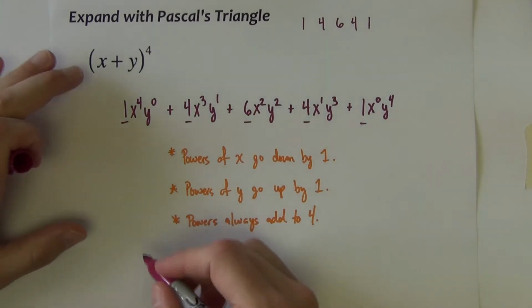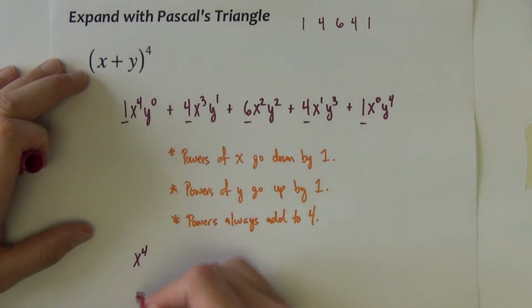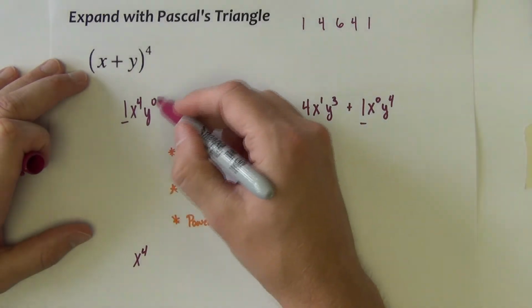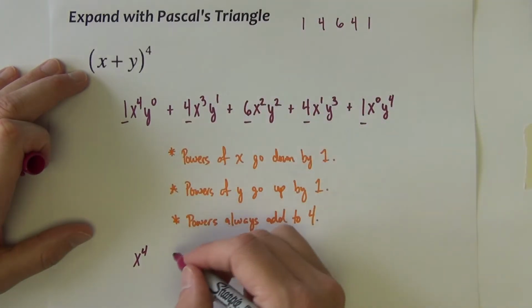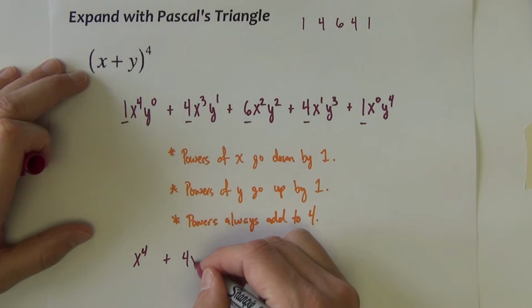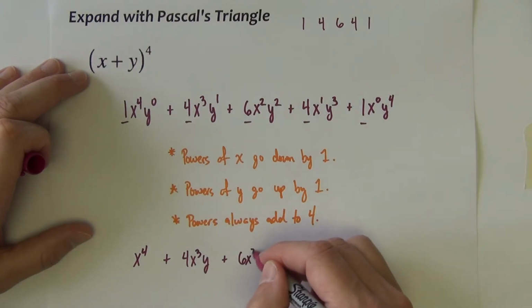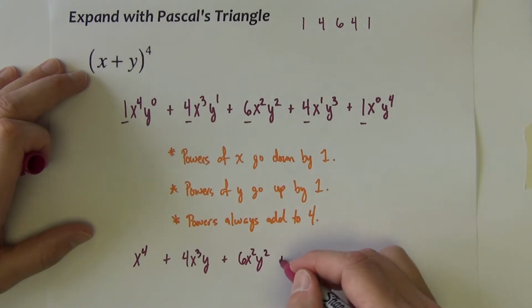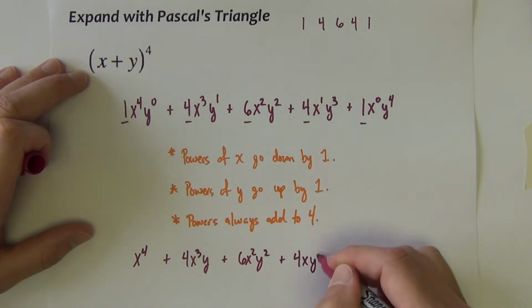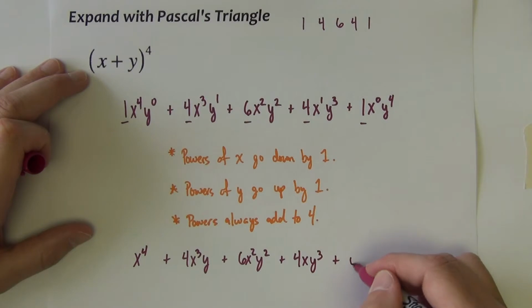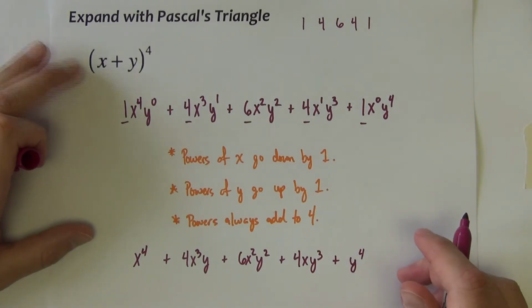The first term is simply just x to the 4th. Of course the y to the 0 is just 1, so we just get rid of it. The next term I write as 4x to the 3rd y. Next term is 6x squared y squared. Next term is 4x y to the 3rd. Last term is y to the 4th.